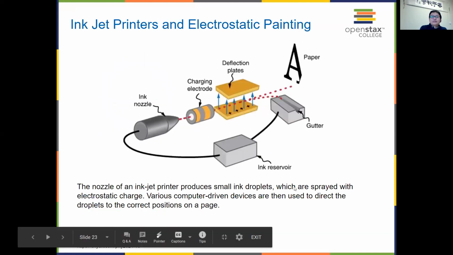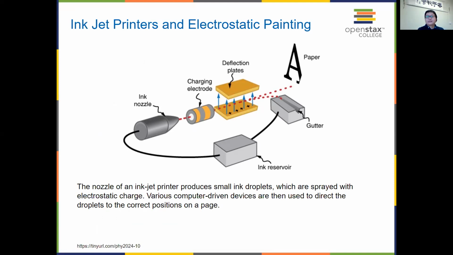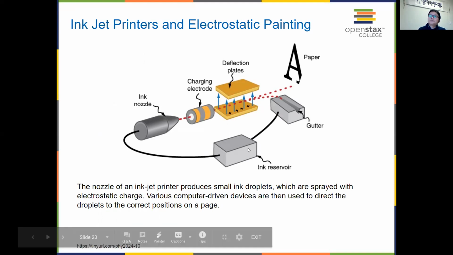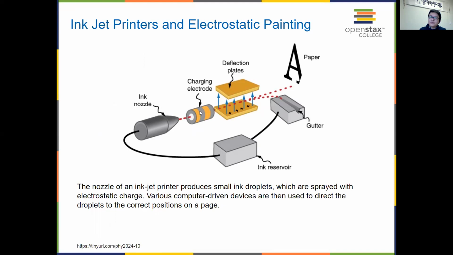Inkjet printers also utilize electrostatics. The ink comes through a nozzle here, will be charged by this electrode, and then goes through a deflection plate. In that sense, the ink could be directed onto the paper to print out.